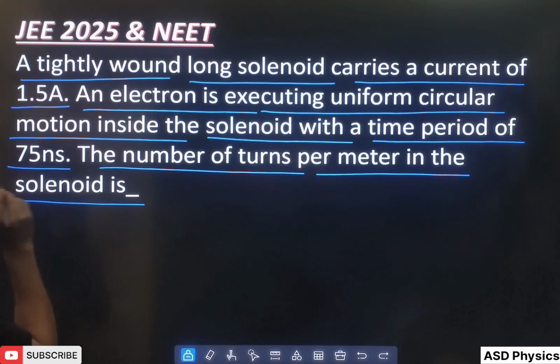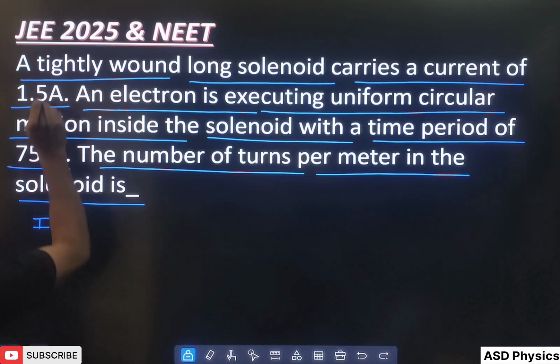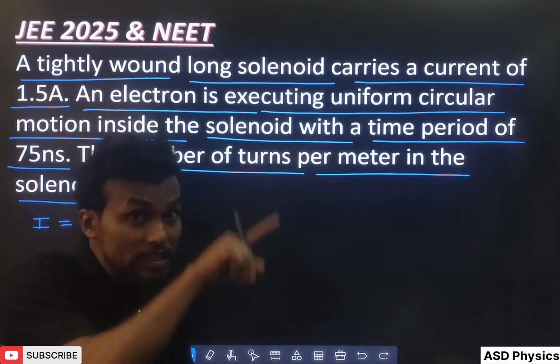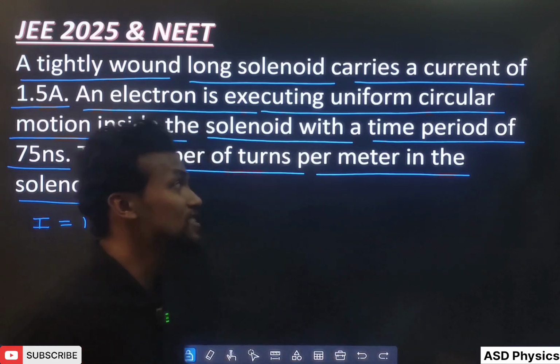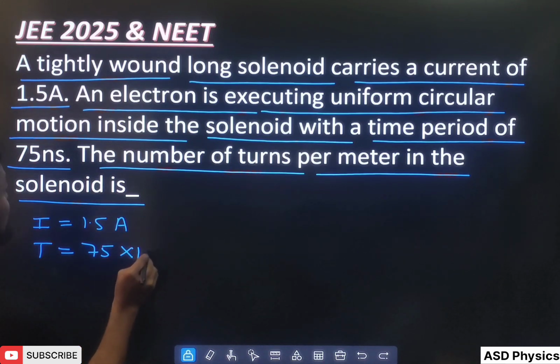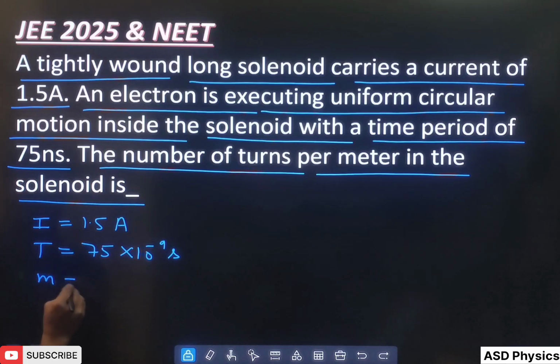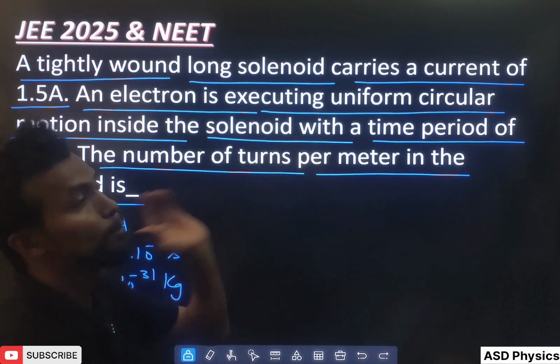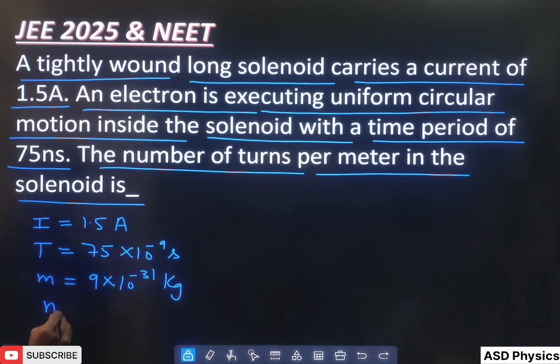So if I talk about the given data, the current in the solenoid is given as 1.5 ampere. Okay, now the electron is moving in circular motion, and the time period of that circular motion is given here as 75 into 10 to the power minus 9 second. After that, we have to use the mass of the electron also, which is given in the question, and we will use 9 into 10 power minus 31 kg. Okay, electronic charge you know very well, and what we have to calculate? We have to calculate the number of turns per meter in the solenoid, and this is given by small n. Okay, so this is the data situation.